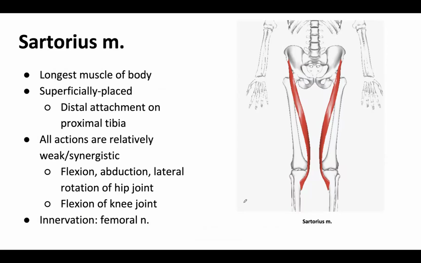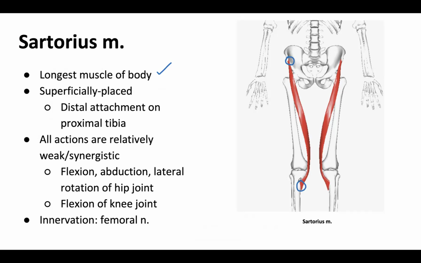Still in the anterior compartment, but moving to the sartorius muscle, which has the distinction of being the longest muscle of the whole body. This is visible in the illustration on the right. It looks like a ribbon basically that's crossing the superficial portion of the anterior thigh. It will start way up on the hip bone and then have its distal attachment all the way down on the proximal tibia. So that is a long muscle.